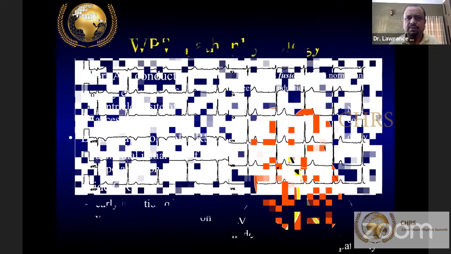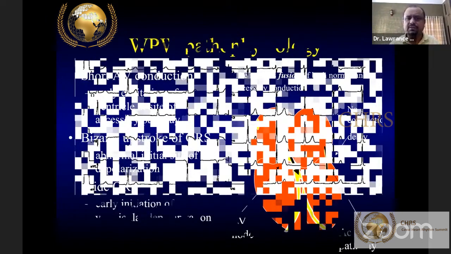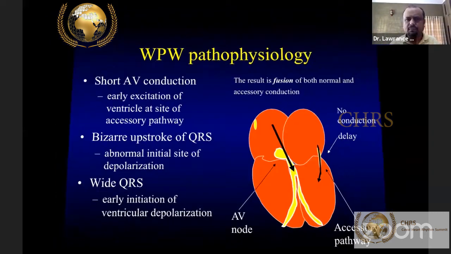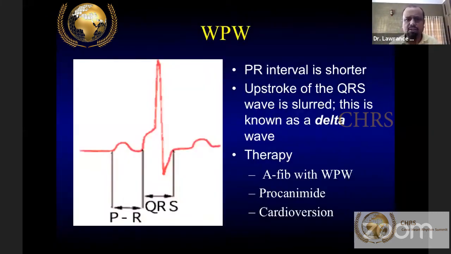So in WPW syndrome, you have a short AV conduction secondary to excitation of the ventricle at the site of pathway insertion. You will have a bizarre looking upstroke of the QRS because there is conduction both from the pathway and the AV node. So if you look at conduction in the QRS, you will see both pathway conduction and AV nodal conduction. Your QRS is wide because there is early initiation of ventricular depolarization producing a wider QRS. So this is how it looks. Your PR interval is short. Your upstroke of the QRS is slurred, what we call a delta wave.